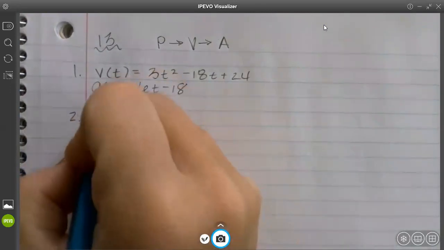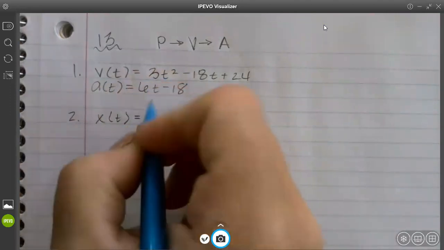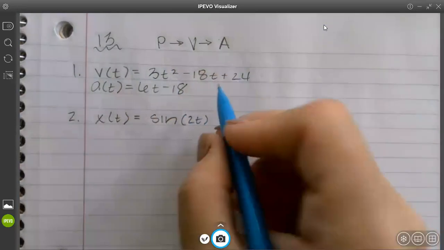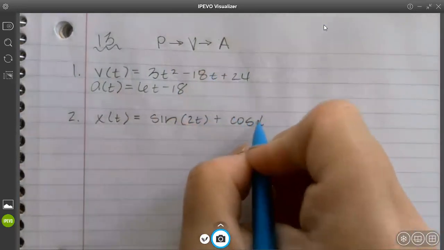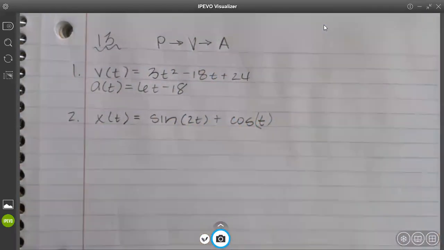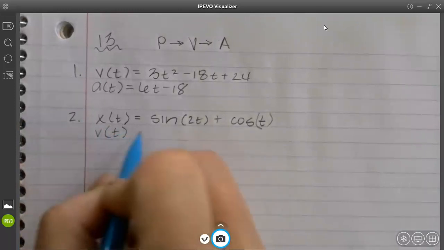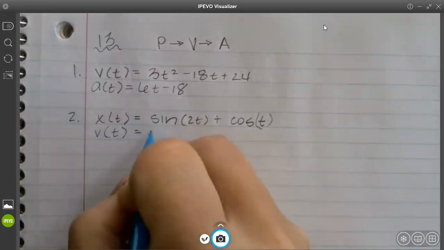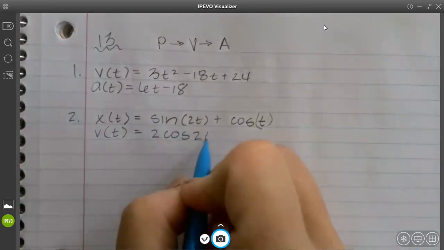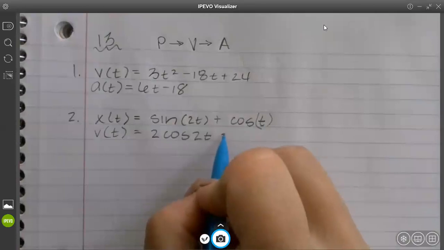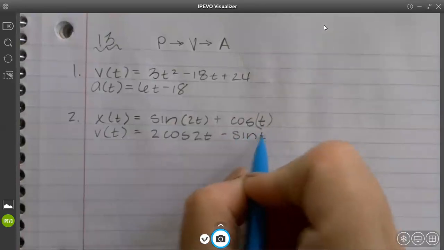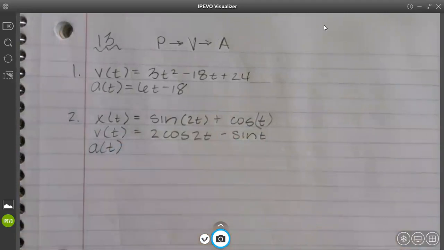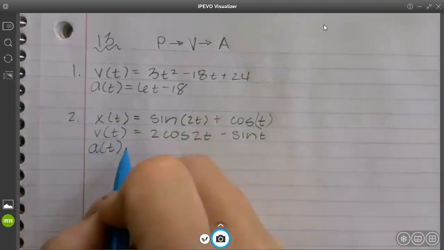Two says the same thing. I'm going to put the position function up here just so you guys have it. Sine 2t plus cosine t. I need the velocity. What's the derivative of sine 2t? And the derivative of cosine t. Any questions on that one? And now do the acceleration.